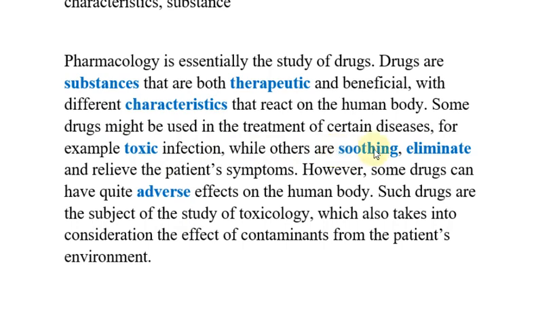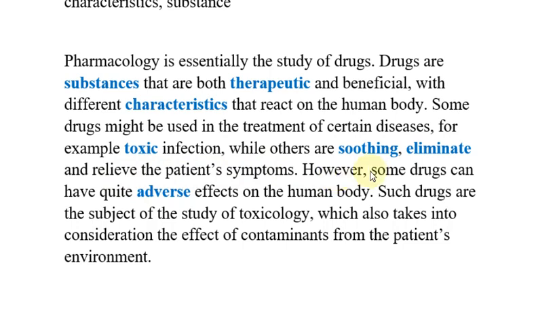While others are soothing, eliminate and relieve the patient's symptoms. While others are soothing, are is a linking verb. After that you can have an adjective, soothing. Here after comma you have a verb. Why a verb? Because this relieve is a verb. Relieve is a verb. This is and. Before and, after and, we should have the same part of speech. So it's eliminate and relieve the patient's symptoms.